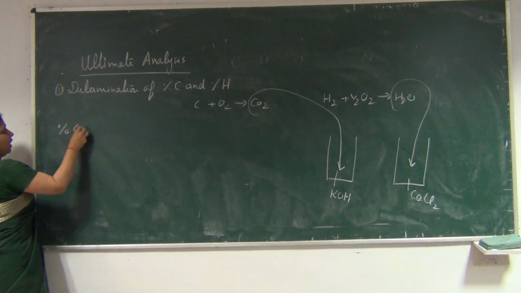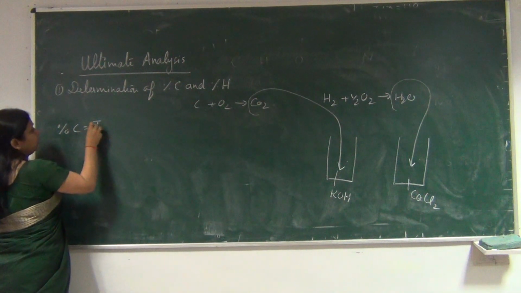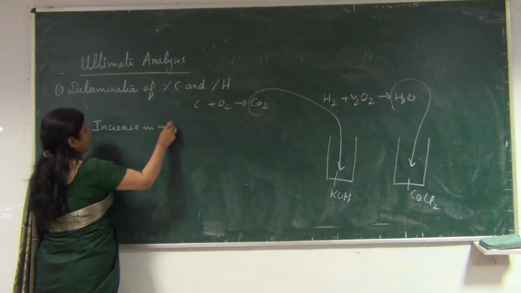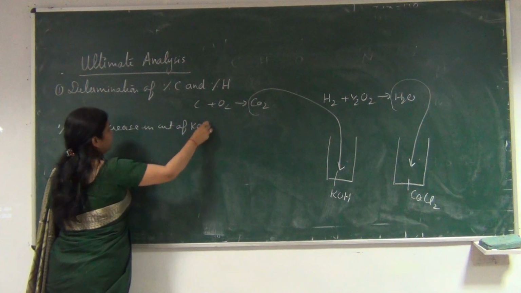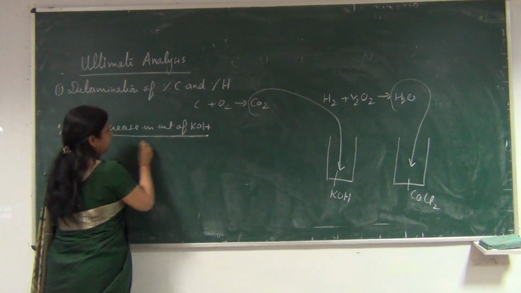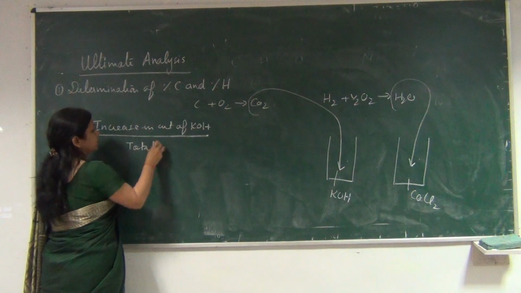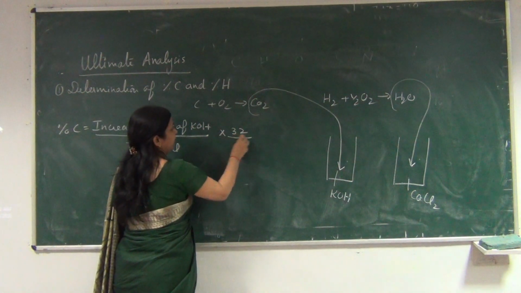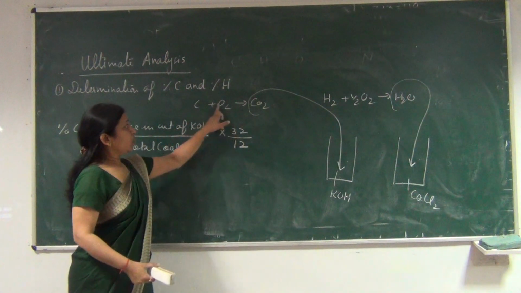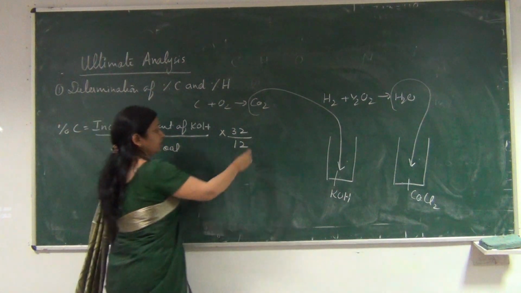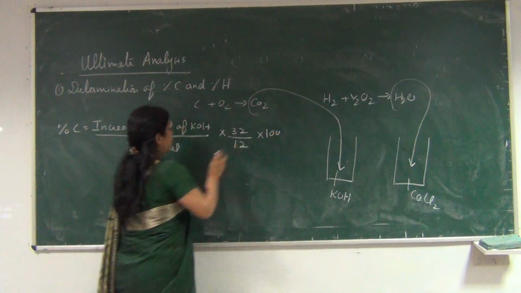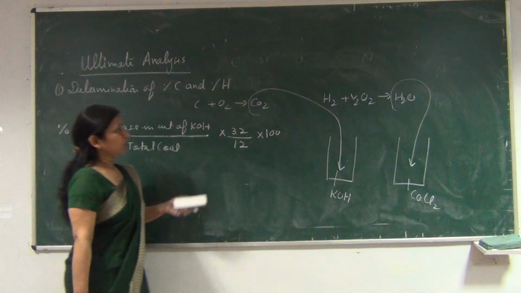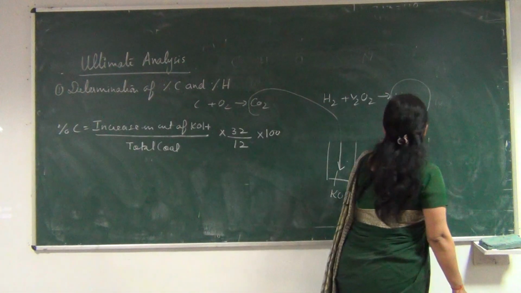So the percentage of carbon is increase in weight of KOH divided by total coal, into 32 divided by 12. 32 is oxygen and 12 is carbon, into 100 because we are calculating percentage. So by this equation we can calculate the percentage of carbon.